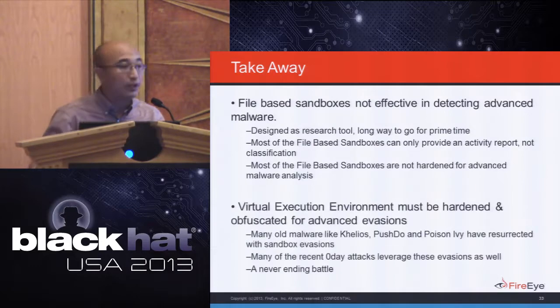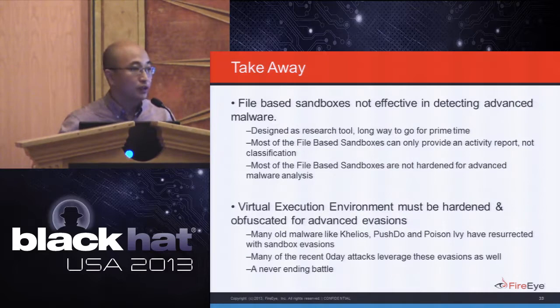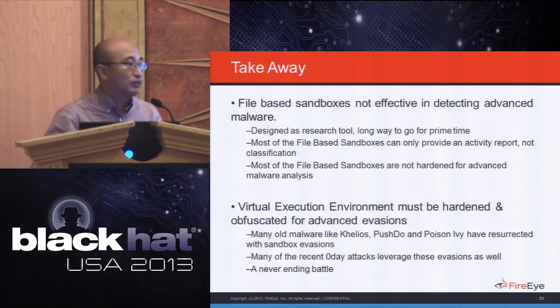So we'd like to call for action: vendors really need to have hardening and evasion resistance in mind. Sometimes it is very difficult to actually counter this evasion. Let's say, for example, there's a version check. How do you counter that? You will probably have to have multiple different versions and try them one by one. If you don't have the version, it will not run.